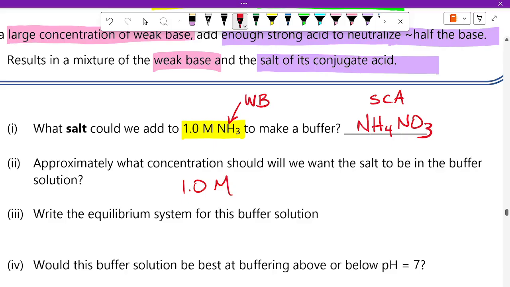Okay? So the 0.5 is only for when you're reacting with a strong acid or a strong base. Okay? Write the equilibrium system for this buffer.